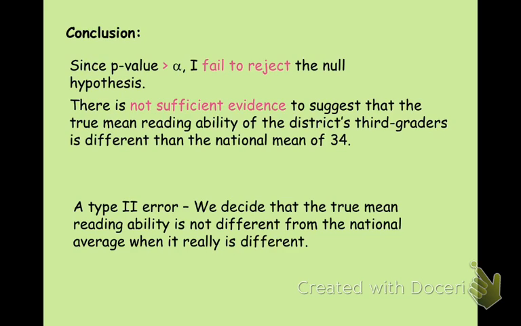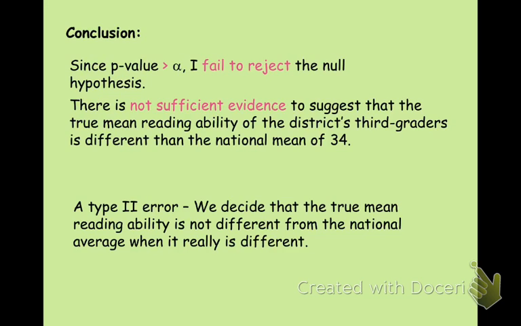Maybe one of the consequences of that error is that we could have given our students different types of teaching or learning so that they could have done better on the DRP reading test, or maybe our kids are accelerated and we really didn't identify that. The error we could have made is we decided that the true mean reading ability is not different when it really could have been.